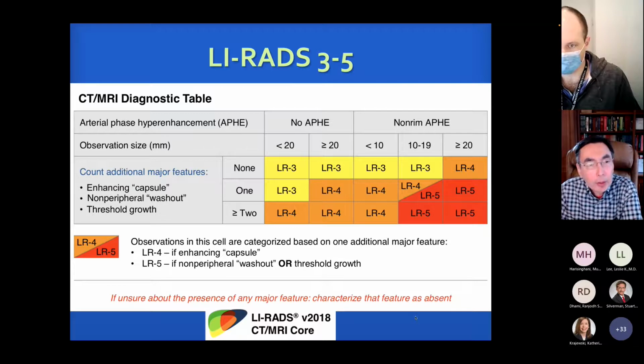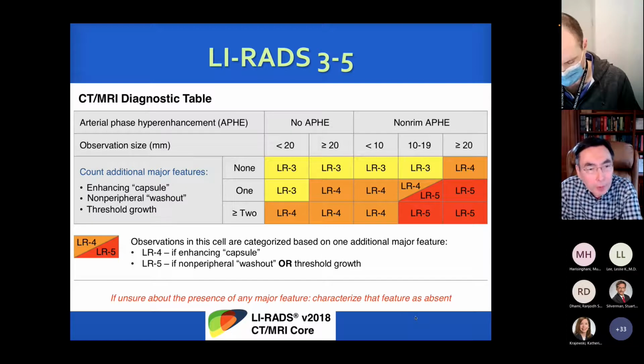And then on the left side, you can see the other three major features listed. One is an enhancing capsule. This is a peripheral rim of enhancement that persists into the venous or later phases, and non-peripheral washout. Again, notice they say non-peripheral because peripheral rim washout is something we'll see with cholangio, and it's not specific for HCC, so it has to be non-peripheral washout. And then threshold growth is the fifth major feature.